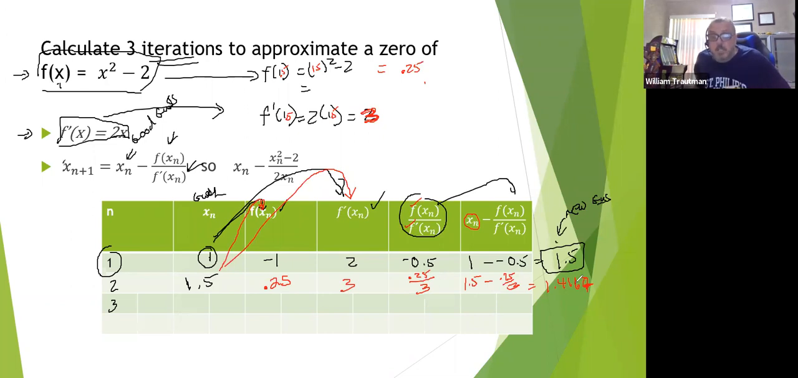Our calculator says the square root of 2 equals 1.4142. We're closer now, so that's my new guess, and this is our third iteration. They only wanted us to do 3 iterations here: 1.4167. I'm only going to take it to 4 decimal places.